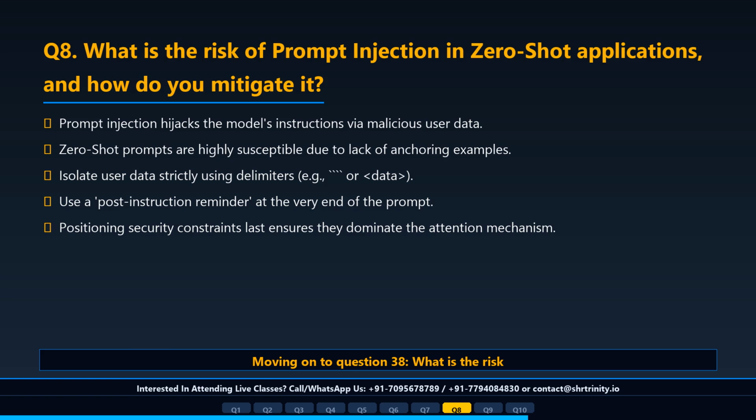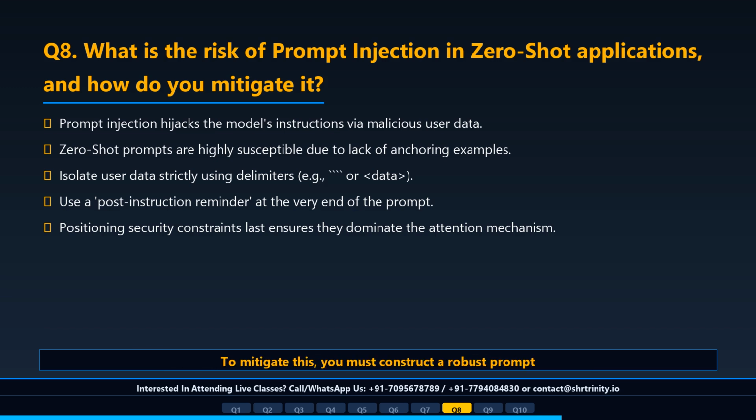Moving on to question 38. What is the risk of prompt injection in zero-shot applications, and how do you mitigate it? In zero-shot pipelines, prompt injection occurs when a user embeds malicious instructions into the data payload, causing the model to abandon the developer's original instructions. Because there are no few-shot examples anchoring the model's behavior, zero-shot prompts are particularly susceptible to this hijacking.